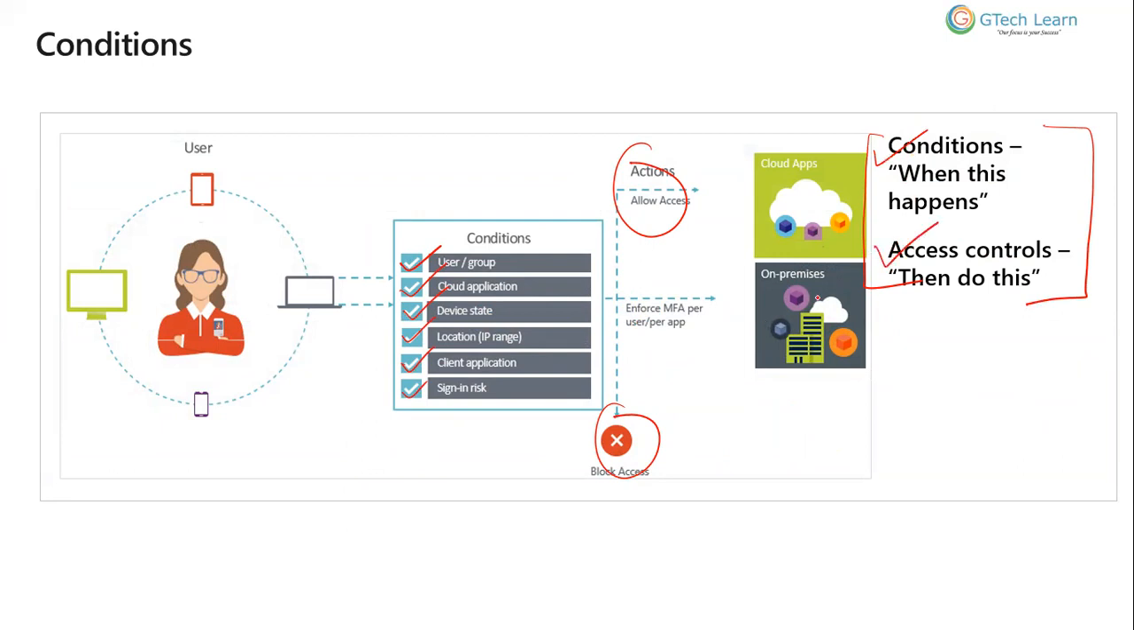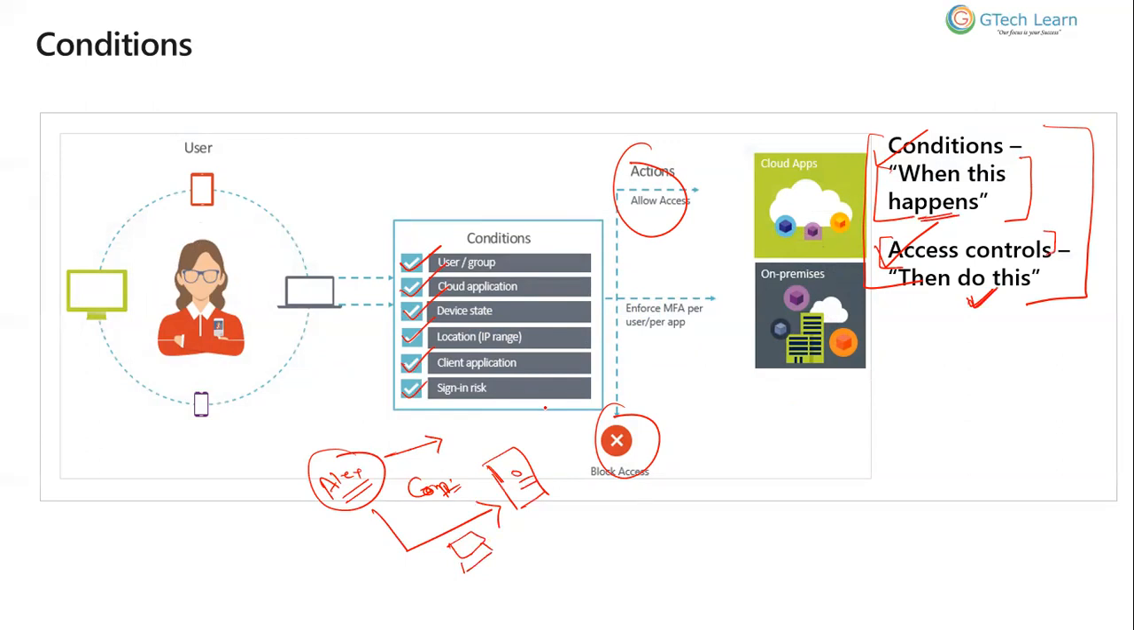In the condition, we are defining when this happens, and in the access control, we are providing the information: then do this. For a quick example, I have one user, Alex, and Alex is accessing my office resources with the corporate device. And at any given point of time, if Alex is trying to access the organization resources with their personal laptop, then we can go ahead and apply the conditional access policy.